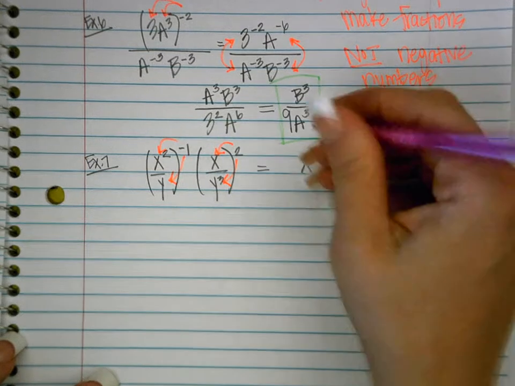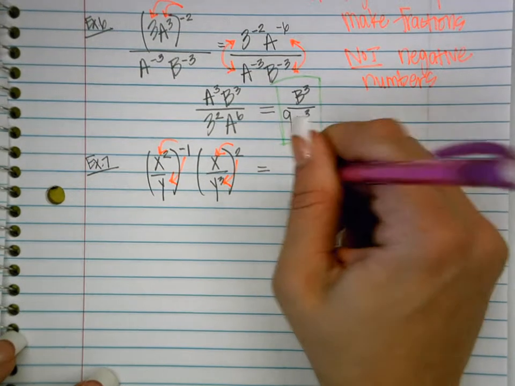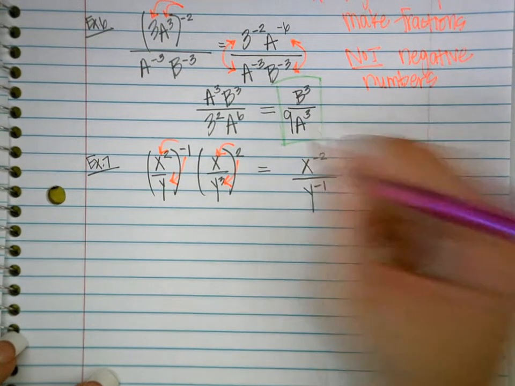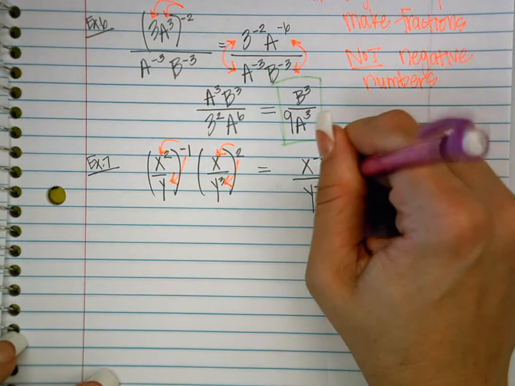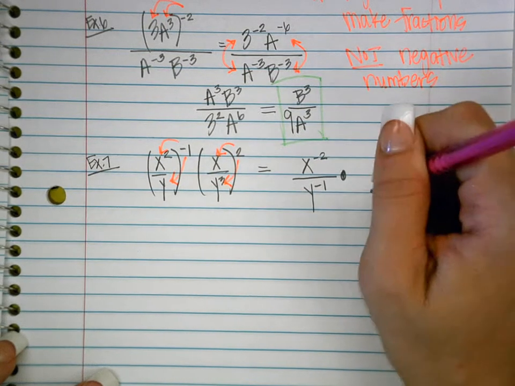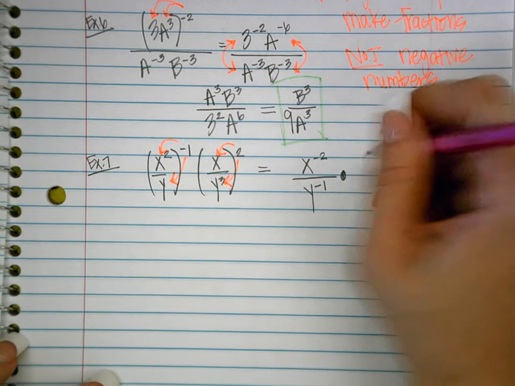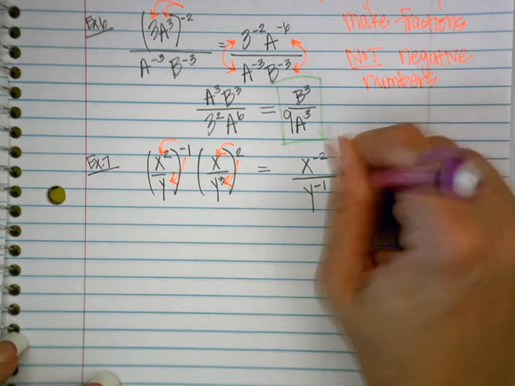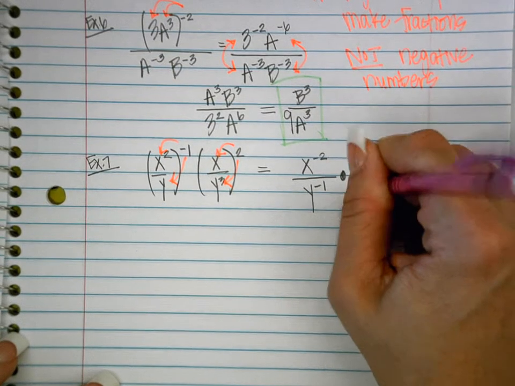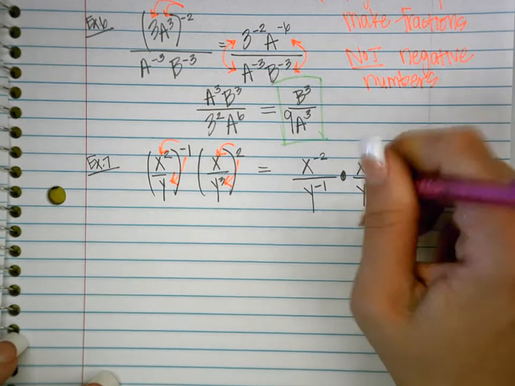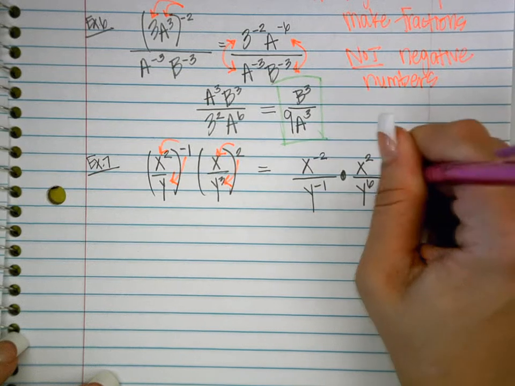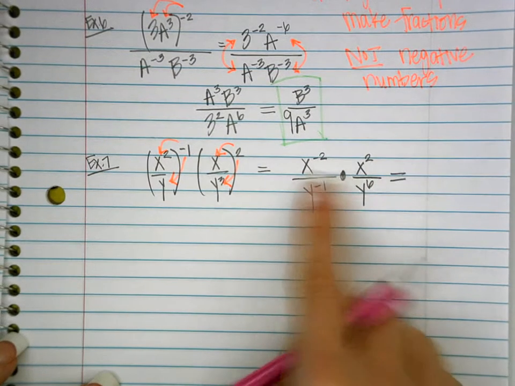Multiply, so x to the negative 2 over y to the negative 1, multiplied, or I'm just going to put a multiply dot. You could leave it in parentheses, but you don't have to. x squared over y to the what power? 6, because they multiply.